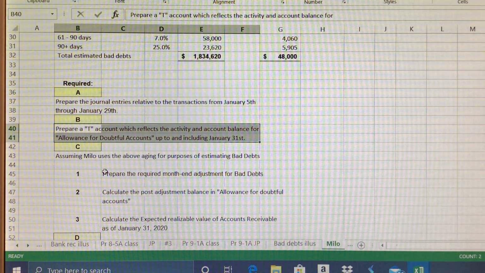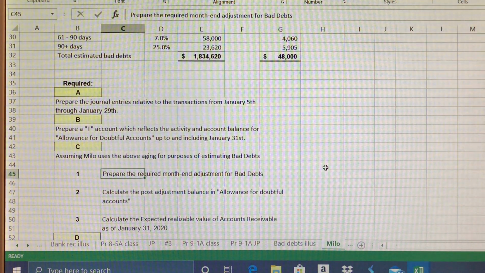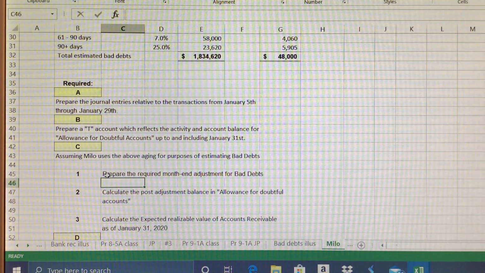Okay, now you have that set up. You make your entry for bad debts. If you're using the aging method, you know when you're done what's got to be the balance in the account. $48,000 credit. Number 2, C2, what's the balance in the account after adjustment? It's what you just made it, $48,000. Expected realizable value, what do you do? Take your receivables total, subtract out the balance in the allowance account.